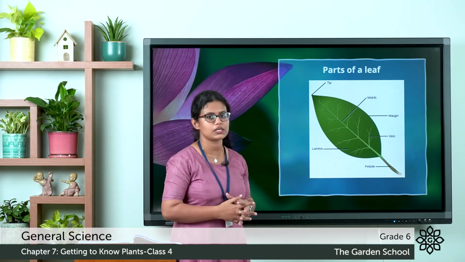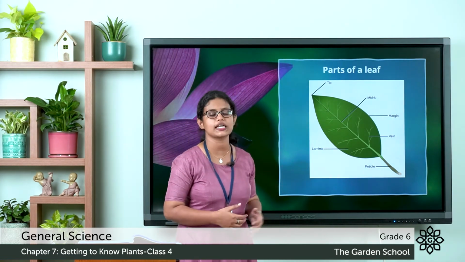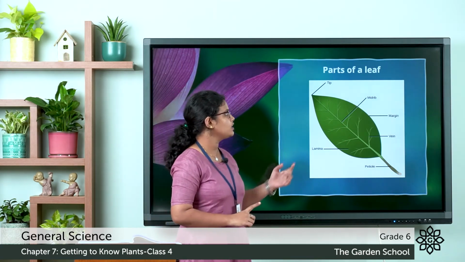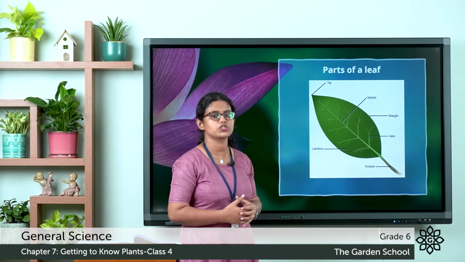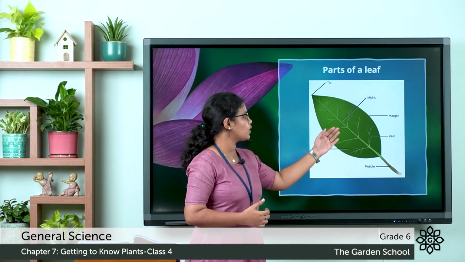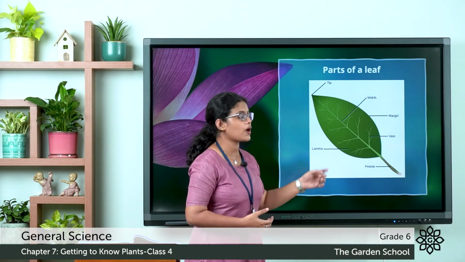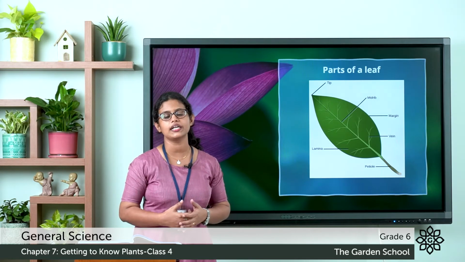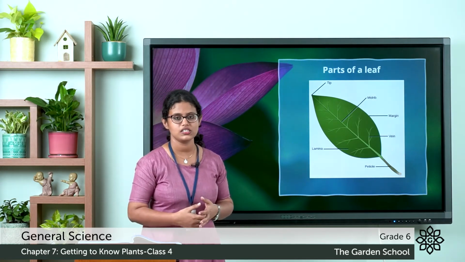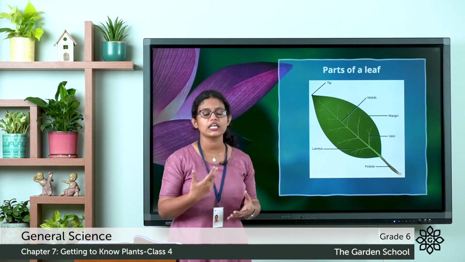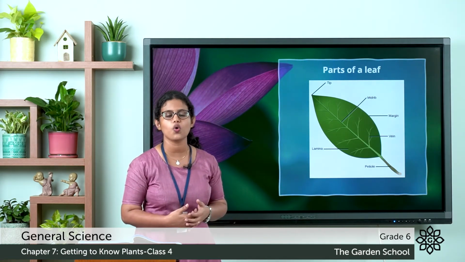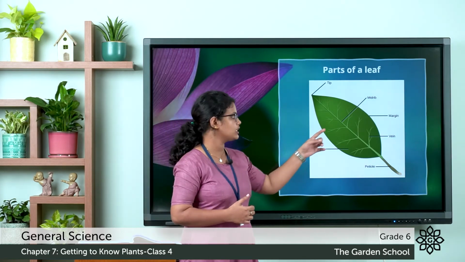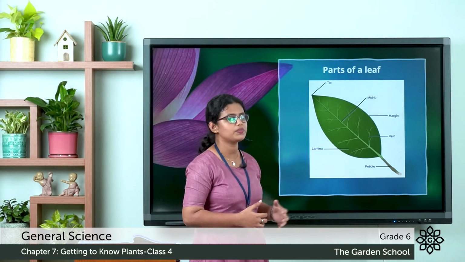First we discussed this flat broad surface, that is the lamina. Then we discussed this thick main vein, that is the midrib. And you can see thin veins originating from the midrib, which are called the leaf veins. These leaf veins give shape to the leaf and transport food and water to all parts of the plant.